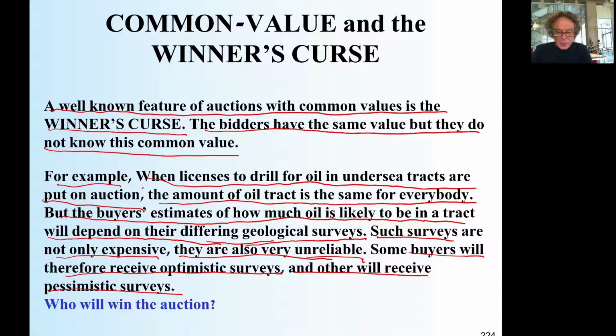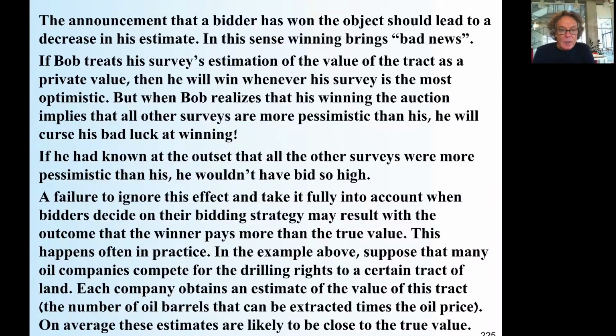So let's read it together. Who will win the auction? The announcement that the bidder has won the object should lead to a decrease in his estimate. In this sense, winning brings bad news. That's the curse. Why? All of a sudden, I hear that I'm the highest one. So that means that I overpaid, I overbid, I shot too high. From that point of view, on one hand it's good news, I won it, but 25 others lost it. Their experts are not kids. They know what they're doing. Maybe I overshot. So by knowing that I'm the winner, I'm getting some bad news that I overpaid.